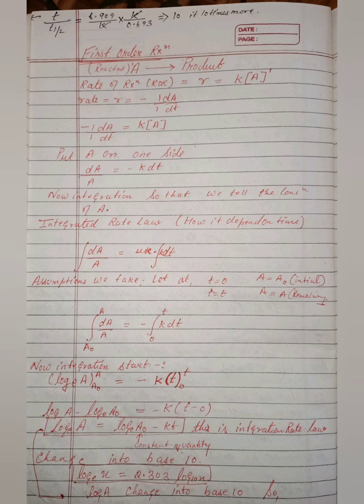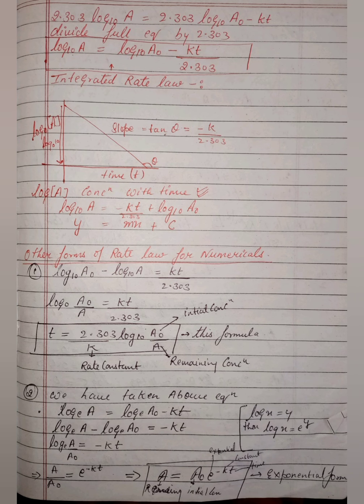After this we change the base to log 10. Log x equals 2.303 log 10 x. So log A changes into base 10: 2.303 log 10 A equals 2.303 log 10 A naught minus kt. Now divide this by 2.303. When we divide, it comes as log 10 A equals log 10 A naught minus kt upon 2.303. Now this is the integrated rate law.